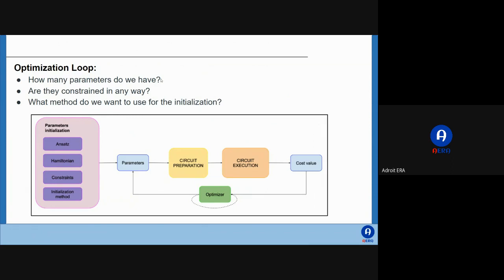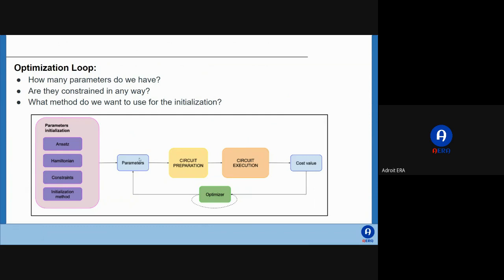So how many parameters do we have? We have a total of 4 parameters: ansatz, Hamiltonian, constraints, and initialization method. So are they constrained in any way? No, I mean, yes, they are constrained. Sorry, they are not constrained. You can choose the parameters as you want for the first time.